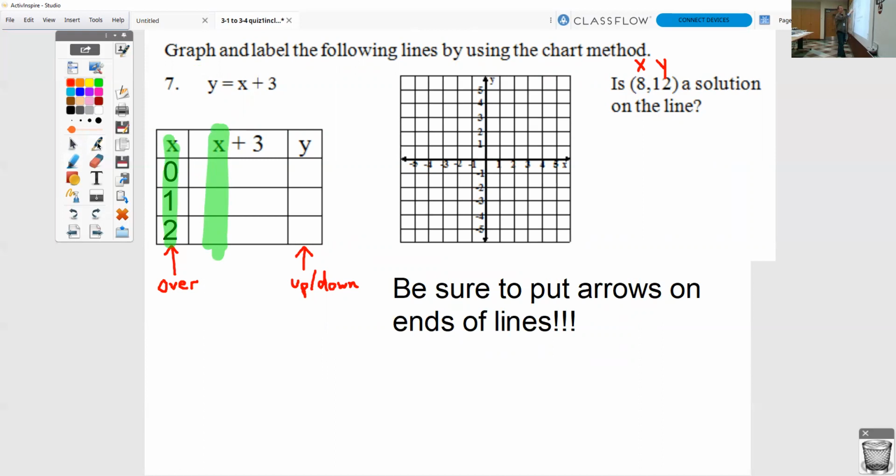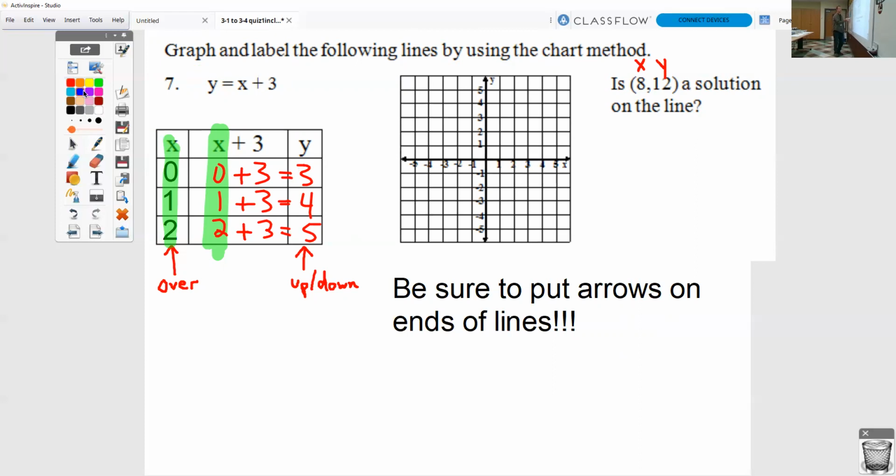So instead of x plus 3, we're going to have 0 plus 3. Instead of x plus 3, we're going to have 1 plus 3. Instead of x plus 3, we're going to have 2 plus 3. 0 plus 3 is 3. 1 plus 3 is 4. 2 plus 3 is 5. Remember, you put your answers to whatever that middle column is in the y column.